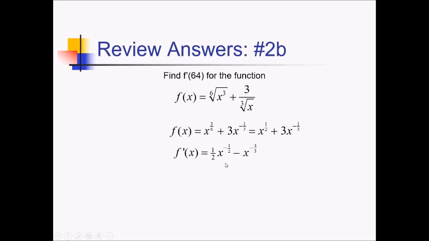Okay, and this one they actually wanted f prime of 64, so we have to plug 64 into all of this. And to do that, I think it's easier if you convert it back into radical form. So this first one I can rewrite as 1 over 2 times the square root of 64. And then for this last one here, this is going to be minus 1 over the cube root of 64, and that's being raised to the 4th power.